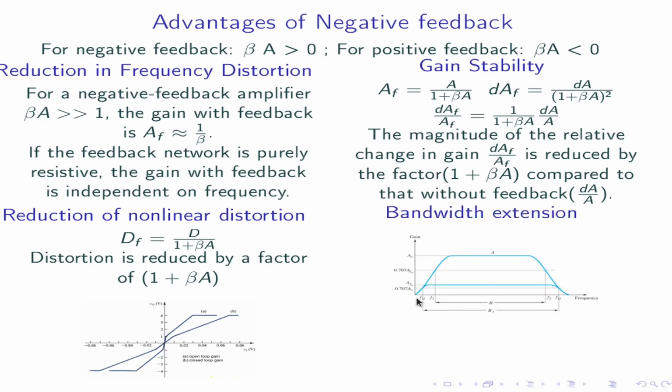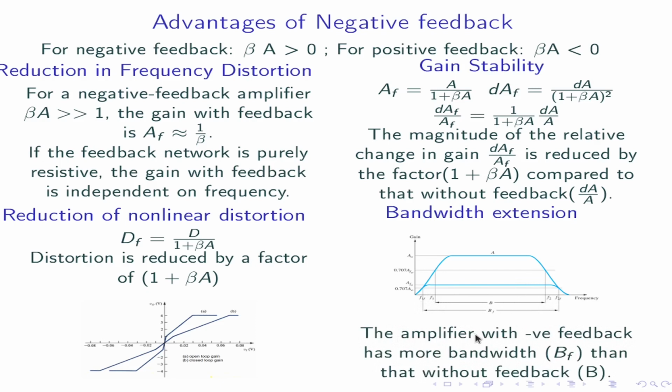Bandwidth extension. Here A is without feedback and this is with the feedback. With the feedback, bandwidth is f2F minus f1F, which is bigger than f2 minus f1. Thus, an amplifier with negative feedback has more bandwidth than without feedback.